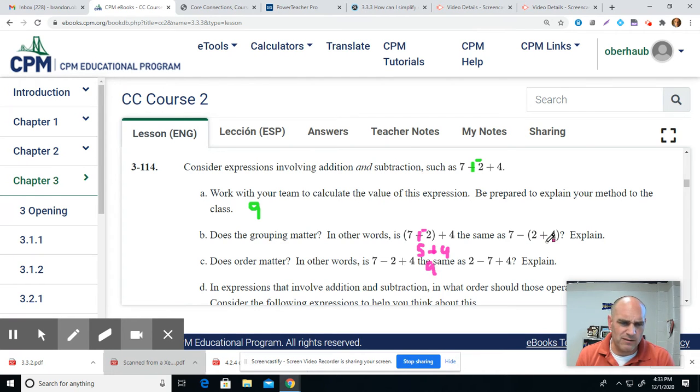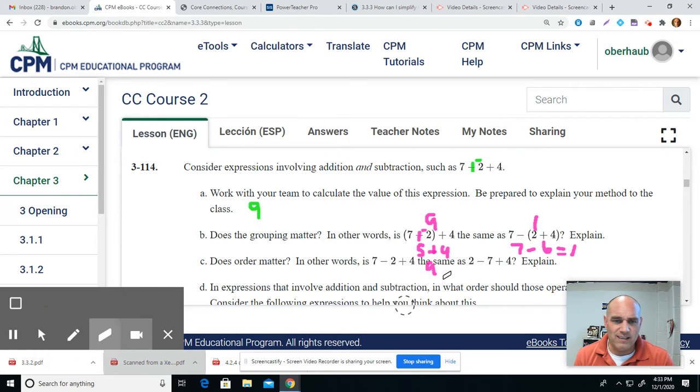Now, if I do this, we do what's in parentheses first. So 2 plus 4 is 6. 7 minus 6 is 1. So for this one, we get 1. For this one, we get 9. So it does not work.